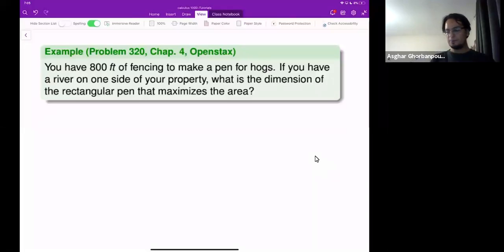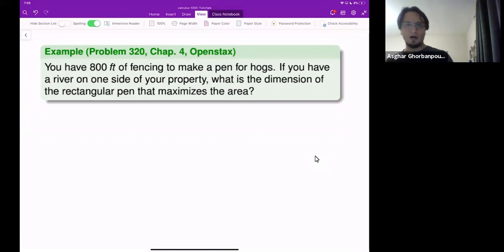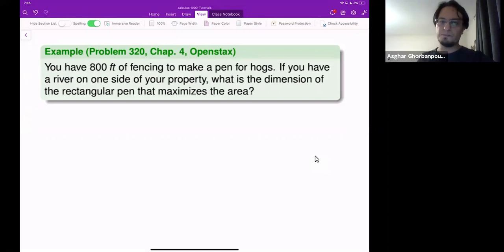Okay, so this is problem 320, chapter 4 of our book. The question says that we have 800 feet of fencing material to make a pen for hogs. If you have a river on one side of your property, what is the dimension of the rectangular pen that maximizes the area? Okay, so word problems always start with that modeling part.